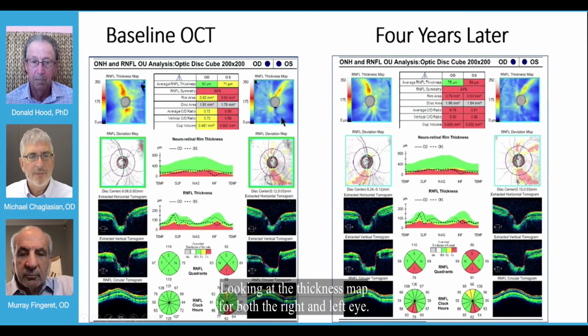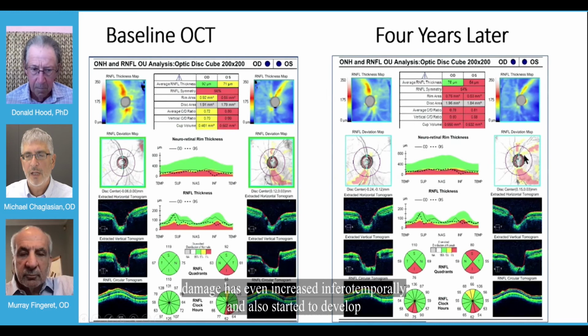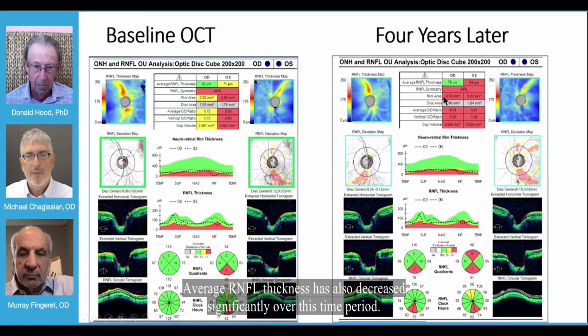Looking at the thickness map for both the right and left eye, it's pretty obvious that the left eye has quite a bit of damage infratemporally. And as you jump over here to the later report, it looks like that damage has even increased temporally and also started to develop supratemporally for the left eye. And damage that was not present on the deviation or probability map for the right eye is now present on that right eye. Average RNFL thickness has also decreased significantly over this time period.